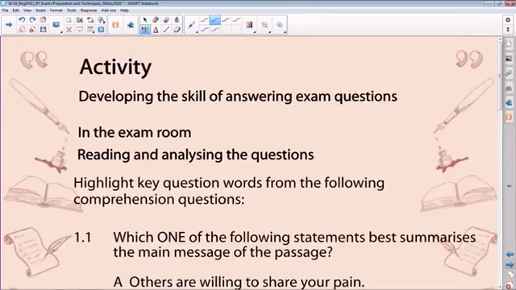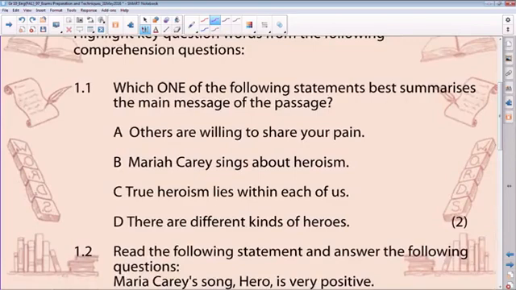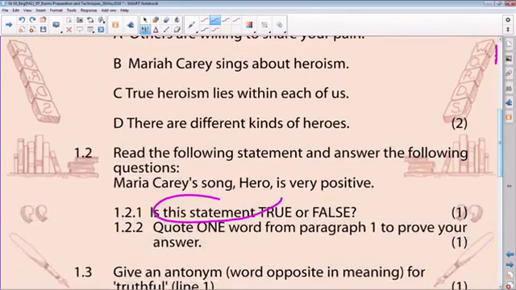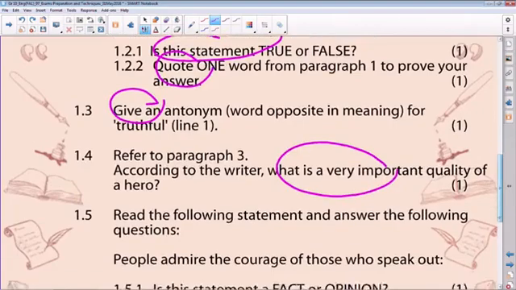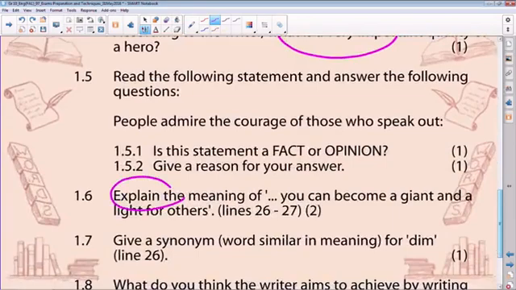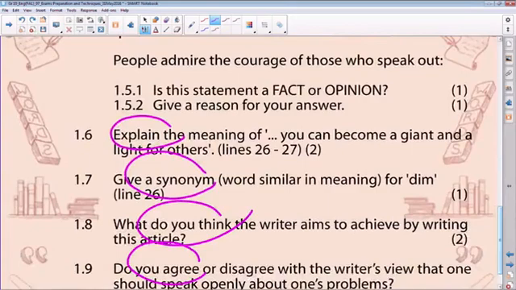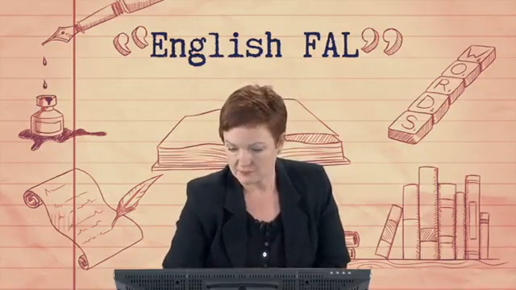If we look now at an actual exam paper, and looking for question words. The question words you can just scan through, and you would see which one. Answer the following questions. I'm just focusing on the question words. Is the statement true or false? Quote one word. Give an antonym. You can see how they direct you. What is very important? So there they're asking for your opinion, but also for you to refer back to the text. Explain. Give a synonym. What do you think? Do you agree? So just being able to spot all these question words is really going to help you and guide you in answering the questions.